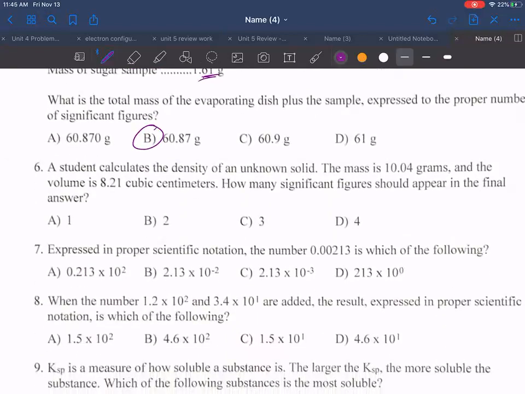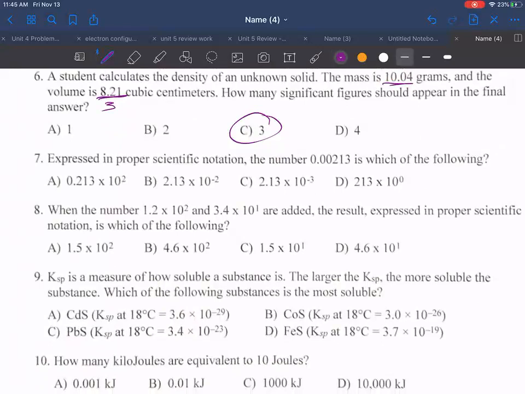A student calculates the density of an unknown solid. The mass is 10.04 and the volume is 8.21 cubic centimeters. How many sig figs should appear? If you take 10.04 and divide it by 8.21, you should have gotten 1.22289, whatever. In our case, you wouldn't even have to calculate this to figure it out. For multiplication and division, now it's limited by the least number of overall sig figs. Here we have 4, here we have 3, and so we can only have 3 sig figs in our final answer.